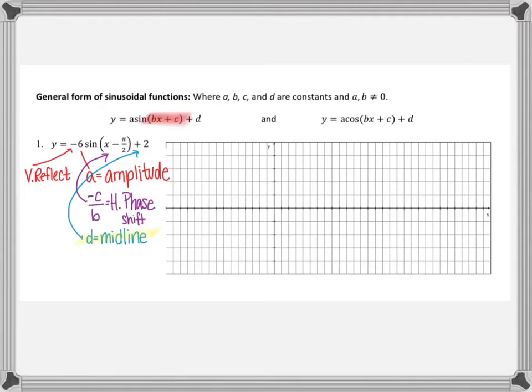So I like to start with the midline on the graph. I draw it in as a dotted line. And since it's at 2, and I had to take into account up here that we have a pretty big amplitude at 6, I scaled my graph by 2s. Otherwise I'm not going to be able to fit a graph 6 units tall on this grid. So kind of take that into account.